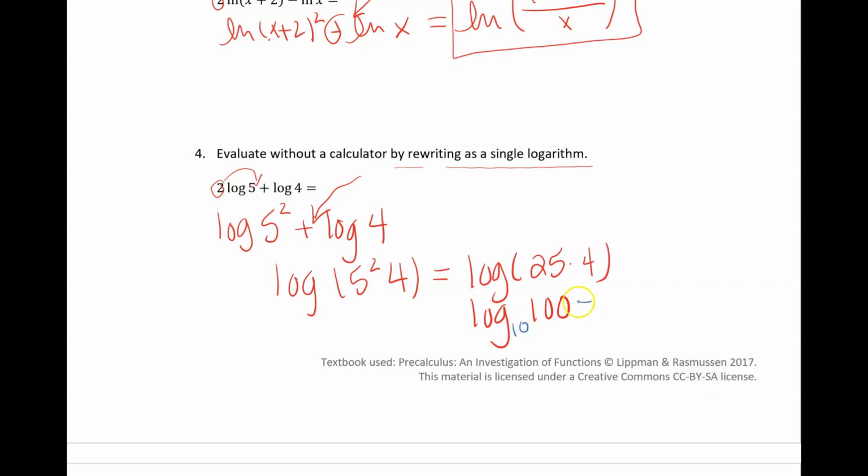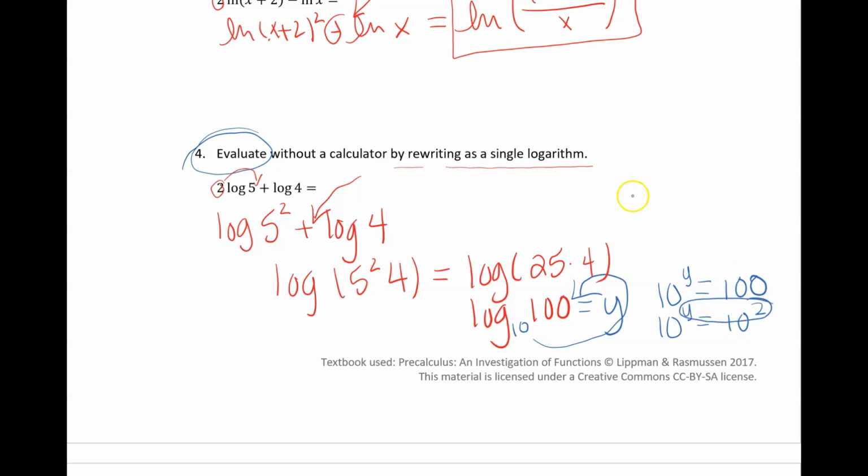And then remember, when it doesn't have a base written there on log, it's base 10. So let's set this equal to y and let's snail it and actually solve it because it says evaluate. So I should get a number. So if I snail that around, it gives me 10 to the y equal to 100. Our 1-to-1 property says that if this is 10 to the y, I could rewrite this as 10 squared. And I can set those exponents equal. So my final answer is y equal to 2.